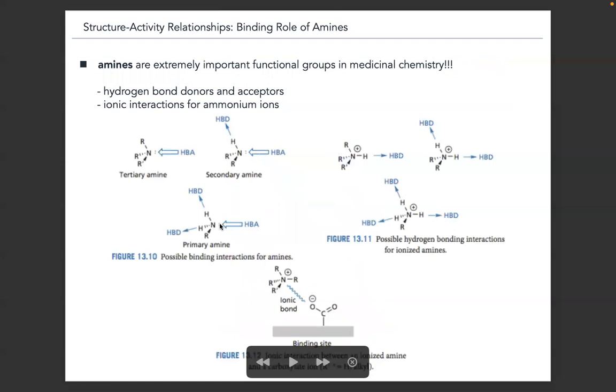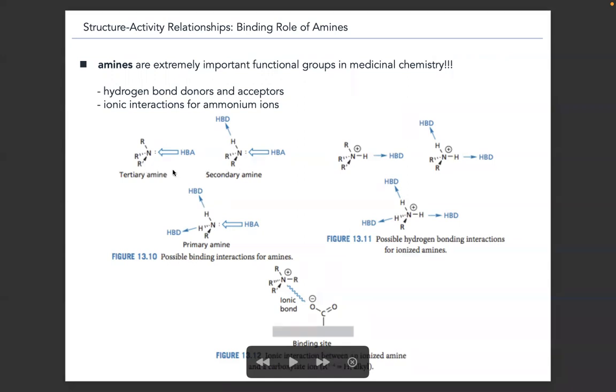We talked about before that amines are going to be really important as we move along, and the reason is they sit in that pKa range that enables protonation and deprotonation, tailoring itself to cross barriers when it needs to, and not cross them when it doesn't need to. They're great hydrogen bond donors and acceptors. Ionic interactions are also really important for ammonium ions. In the top left, you see this tertiary amine and secondary amine.